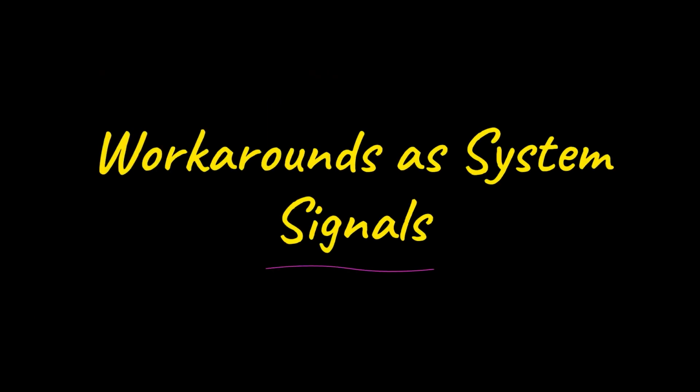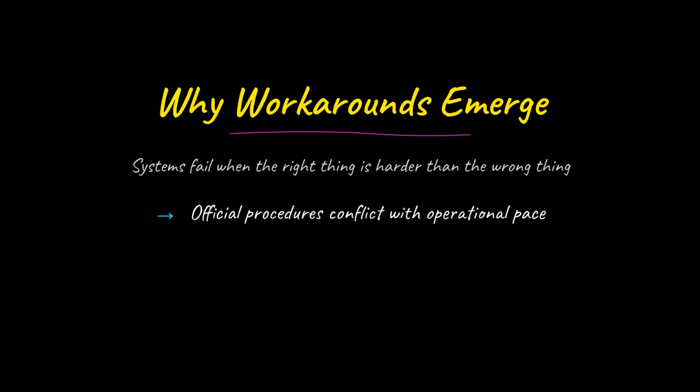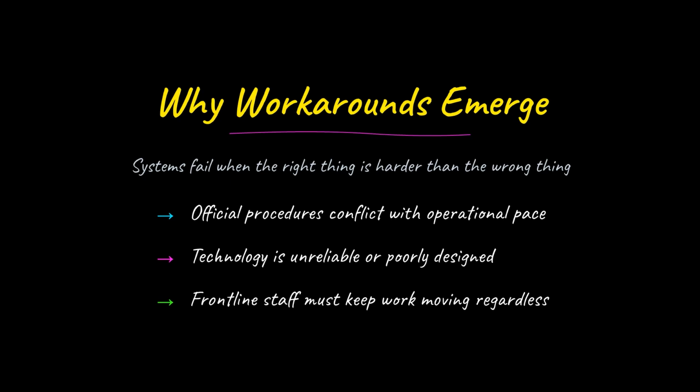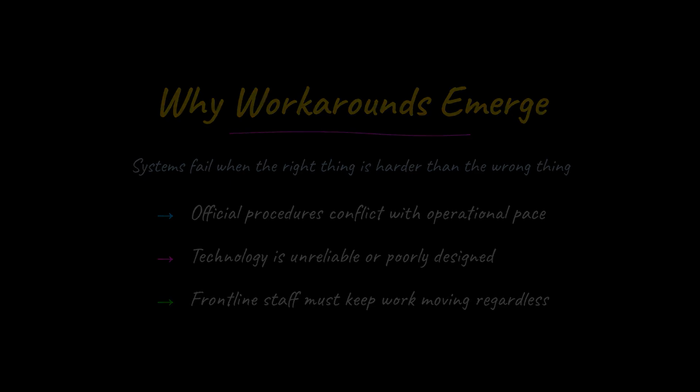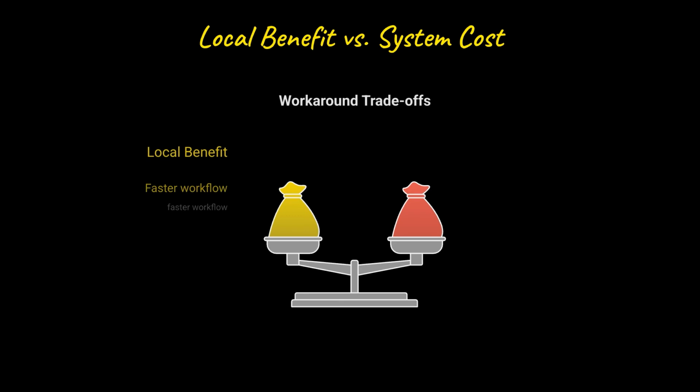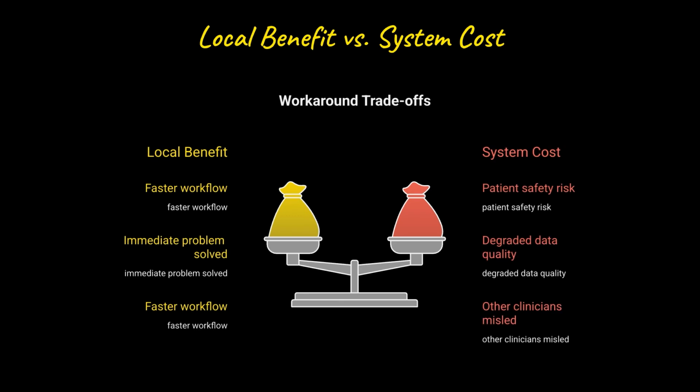A workaround is a method that circumvents a problem without solving it. Understanding why workarounds emerge and what they reveal is central to nursing informatics practice. Workarounds arise when real work cannot wait for official solutions. The nurse is not being careless. She is rationally responding to a system that makes the correct path slower, harder, or less reliable than the incorrect one. Every workaround solves the immediate problem the individual faces while leaving the underlying system problem in place.